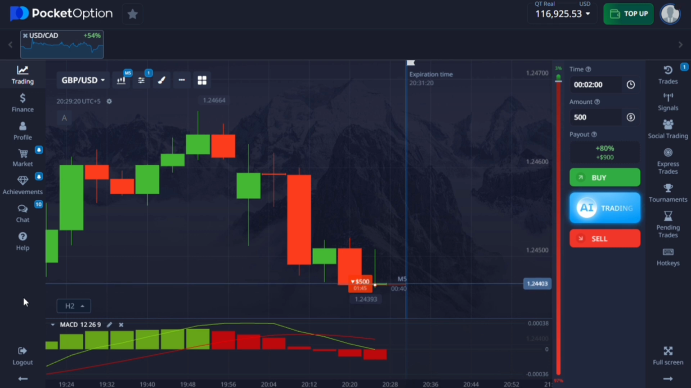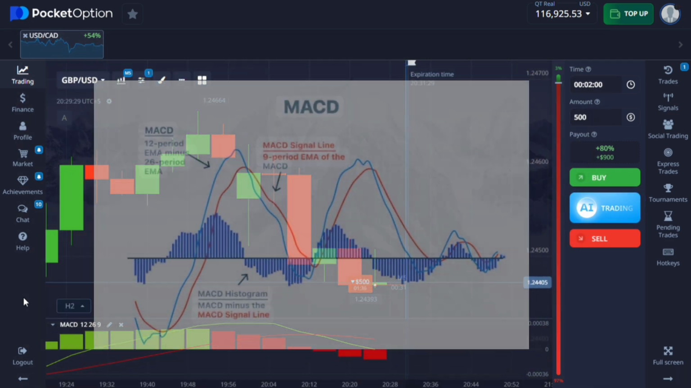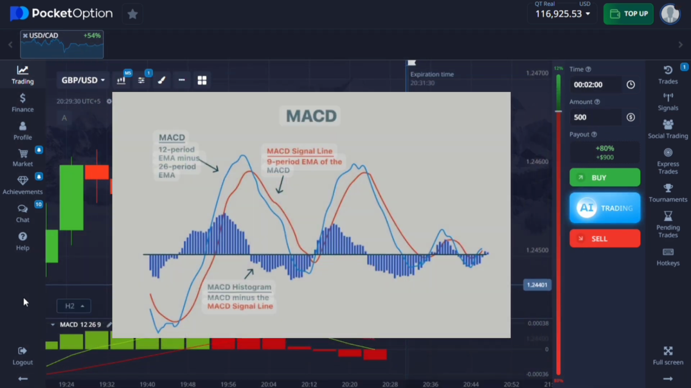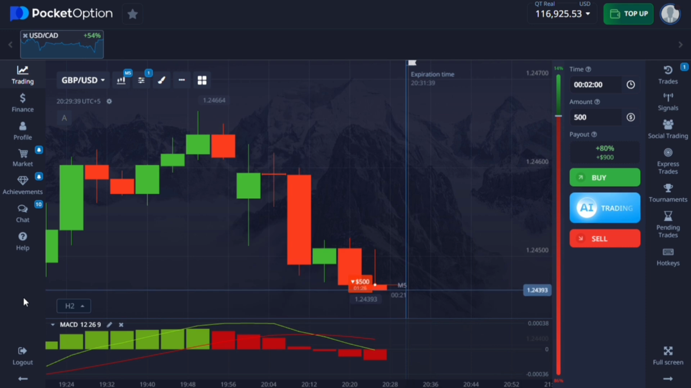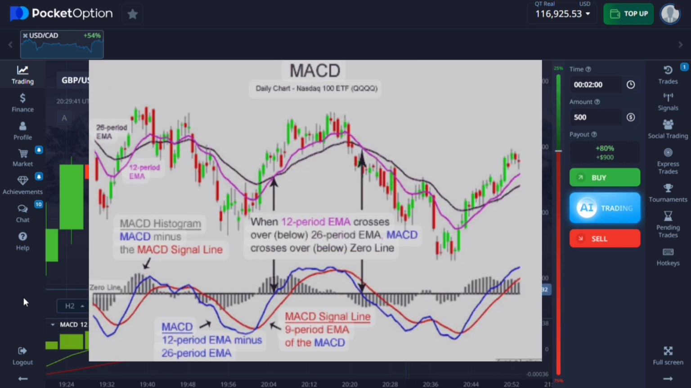Let's get started. Number 1. What is the MACD indicator? The MACD, or Moving Average Convergence Divergence, is a trend-following indicator that shows the relationship between two moving averages. It was developed by Gerald Appel in the 1970s and has since become one of the most widely used indicators in trading. The MACD indicator is calculated by subtracting the 26-period exponential moving average from the 12-period exponential moving average.